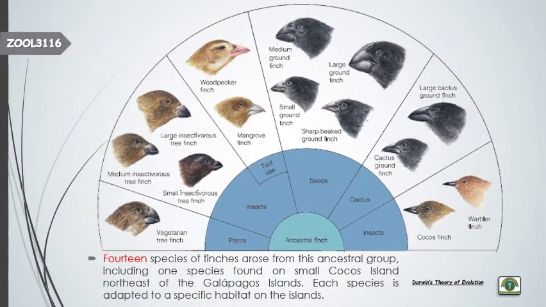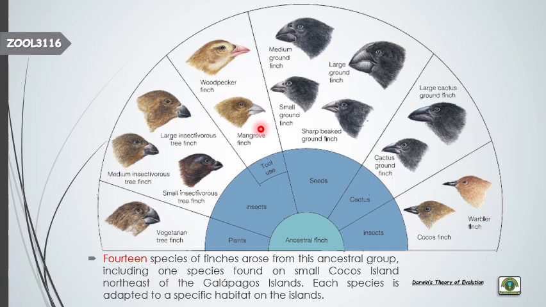Okay, here you can see that there are the 14 species of finches that arose from the ancestral group. The ancestral group were actually the seed eater finches, and these 14 finches have been adapted from the ancestral group that belongs to the mainland of South America. Each species is adapted to the specific habitat on different islands, including the Galapagos Islands as well as the small Cocos Island that is very near, northeast of the Galapagos Islands.